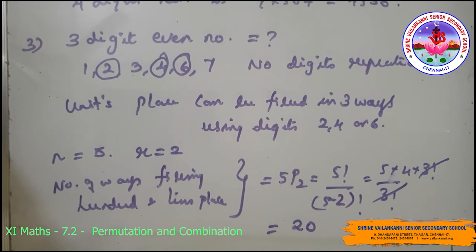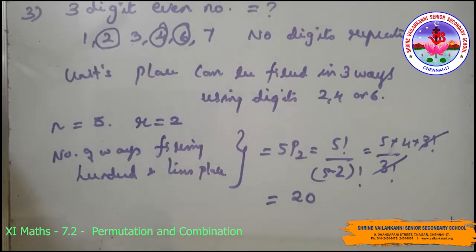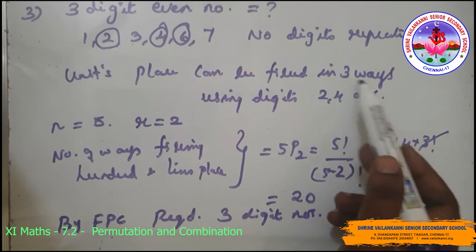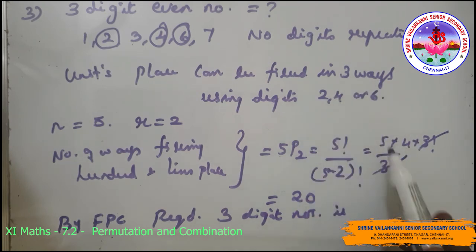Hence, by the fundamental principle of counting, the required 3-digit numbers: we have 3 ways of filling the units place. So 3 into 20, which is equal to 60.